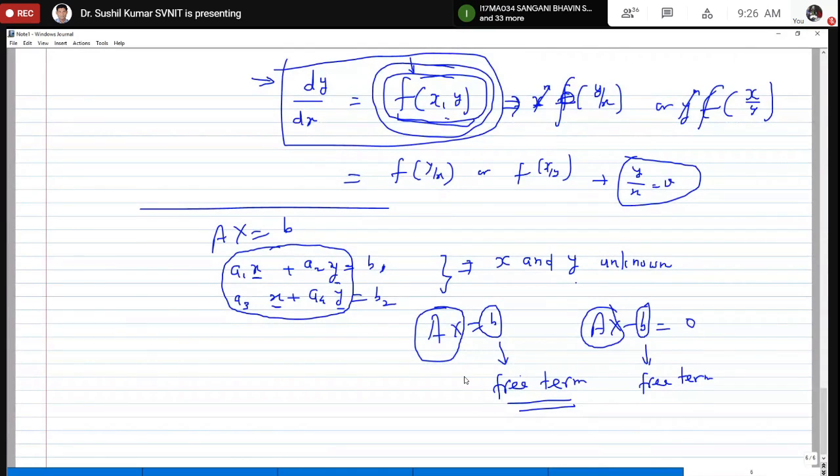Now is it clear? Anybody? Yes, sir. Okay. So first we have to search for the free term. What is the meaning of free term? Free term means a term which is free from unknown. That is called a free term. If this term is 0, then homogeneous, otherwise non-homogeneous. So simply you can also say that if there is no term which is free from unknown, then it is homogeneous, otherwise non-homogeneous. Or if all the terms in the differential equation contain the unknown, then it is homogeneous, otherwise non-homogeneous. You can say the same thing in a different way.